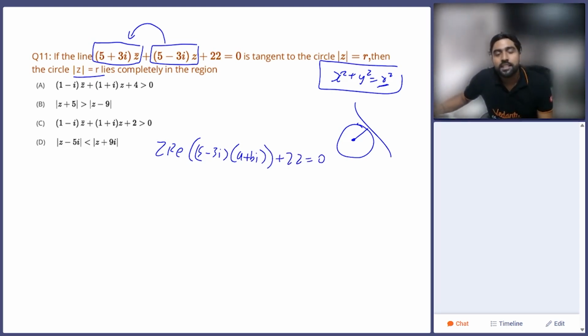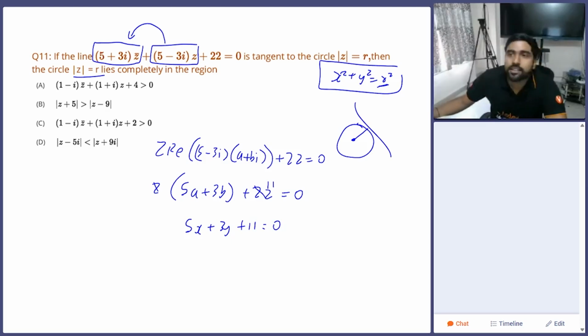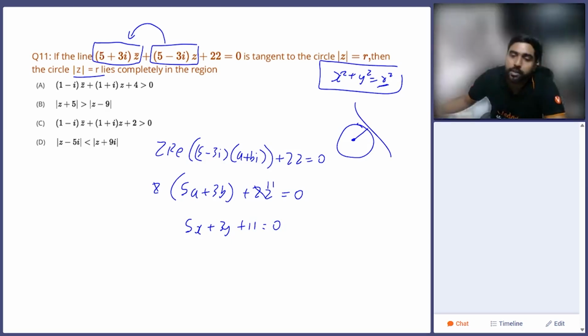So the real part will be equal to 5a minus 3b iota square, that is plus 3b, plus 22 is equal to 0. So basically, you have a line of the format 5a plus 3b. Let's use x and y itself. So you have the line 5x plus 3y plus 11 equals 0. Now you have been told that this line is tangential to this circle x square plus y square equal to r square.